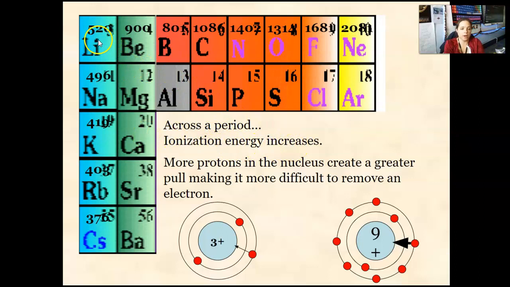So you've got 520 here, 900 here, and then it slopes down a little bit, goes to 801, then the 1086, 1402, 1314, 1681, and then 2081. More protons in the nucleus create a greater pull, making it more difficult to remove an electron. So it wants to stay on the inside, and it's a lot harder to lose the electrons.